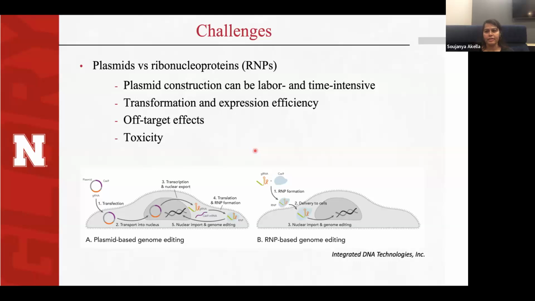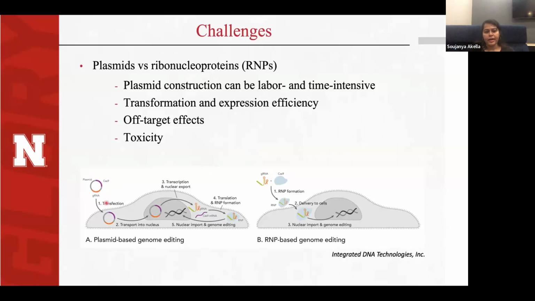Or like a vector, where you'll have a promoter, you'll have your gene sequence, you'll have a terminator, you'll have some other parts of the plasmid, but it's basically something like this that you see here. In this example, you can see they have a sequence for Cas9 and a sequence for guide RNA. Cas9 will have its own promoter and terminator, and the guide RNA will have its own promoter and terminator.